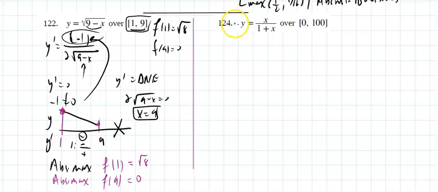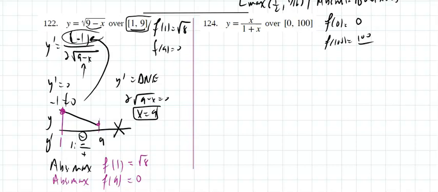Again, they gave us a restriction. Let's see how this plays. So what we're going to do here, we're going to plug in 0 first. Since they want the absolute maximum and absolute minimum, otherwise we wouldn't worry about that. f of 0 will be 0 over 1, which is 0. f of 100 will be 100 over 100 plus 1, 101. So I have two values.